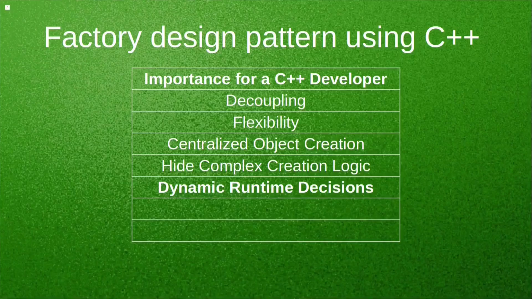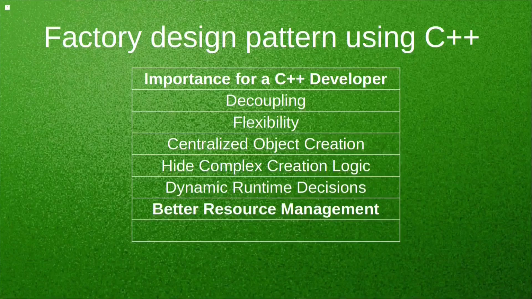Dynamic runtime decisions. The factory pattern allows for decisions about which class to instantiate to be made at runtime based on certain conditions or parameters. This brings about a dynamic aspect to object creation. Better resource management. C++ being a language where resource, especially memory management, is crucial, factories can help ensure that objects are efficiently created and destroyed, assisting in resource management.